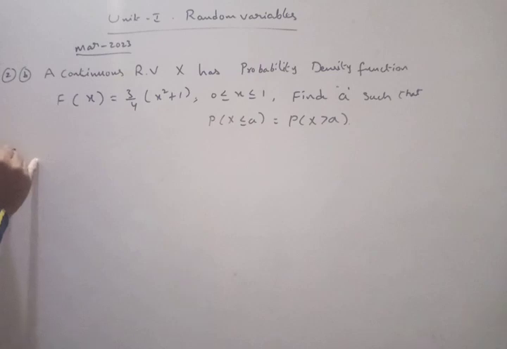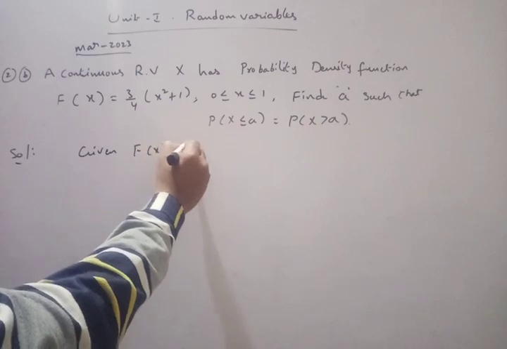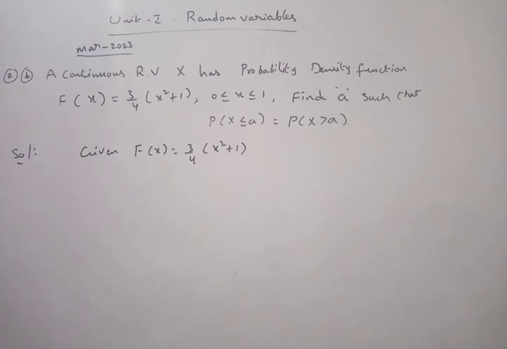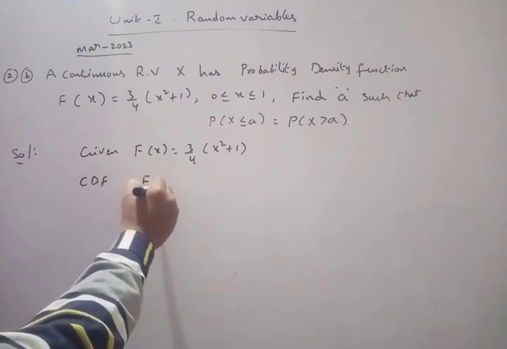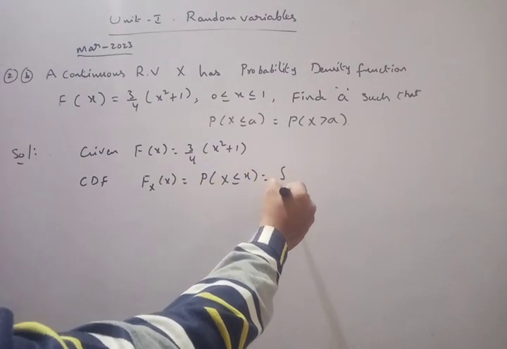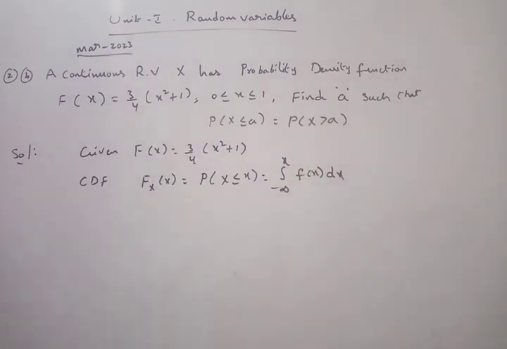So how to solve this problem? See here, solution. Given f of x is equal to 3 by 4 (x square plus 1), the given probability density function. From the definition of cumulative distribution function, we have F capital X of small x is equal to P of capital X is less than or equal to x, is equal to integral minus infinity to x f of x dx.